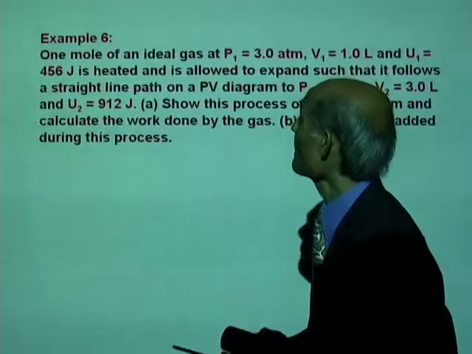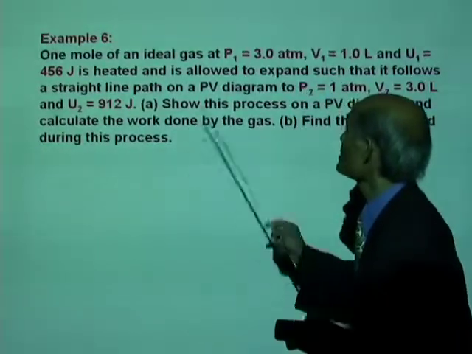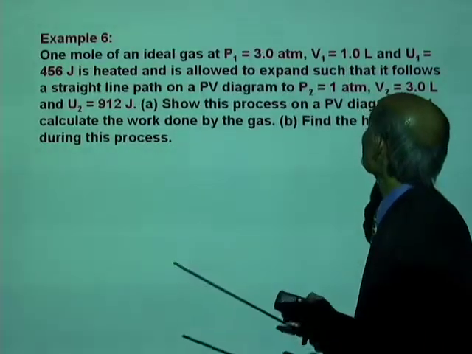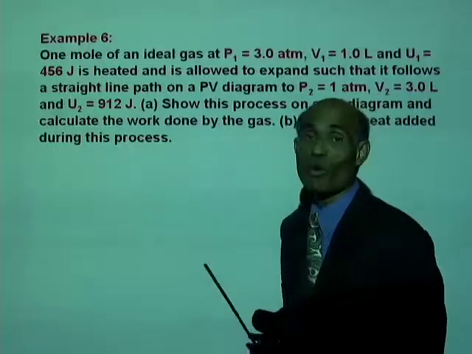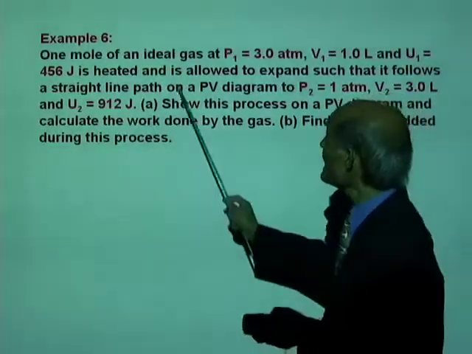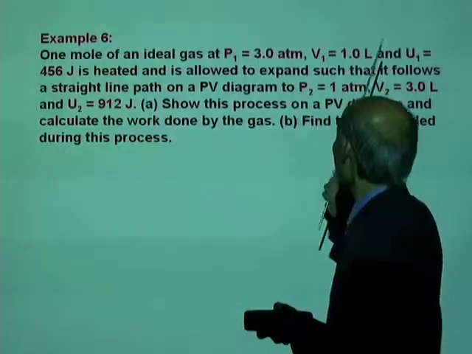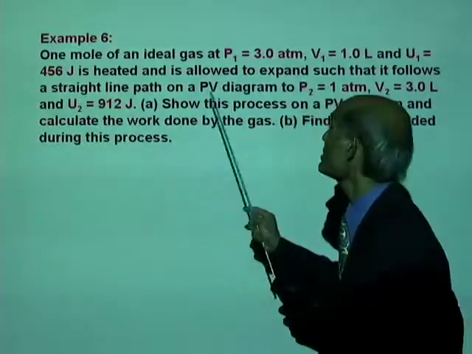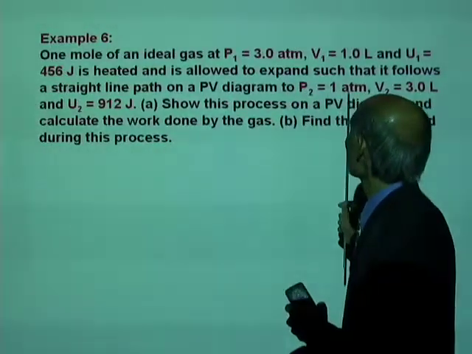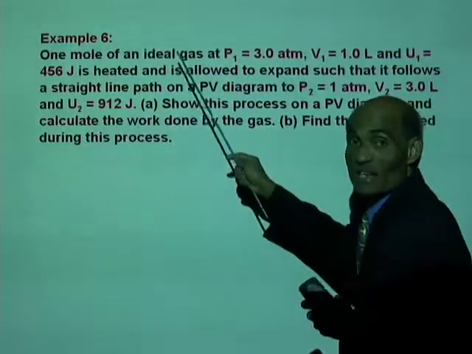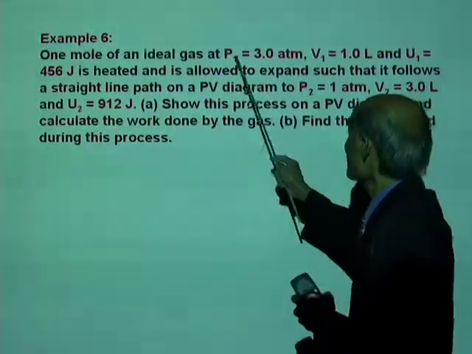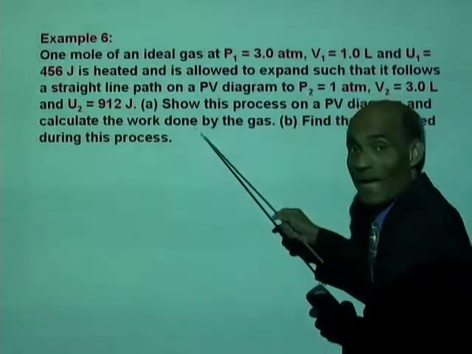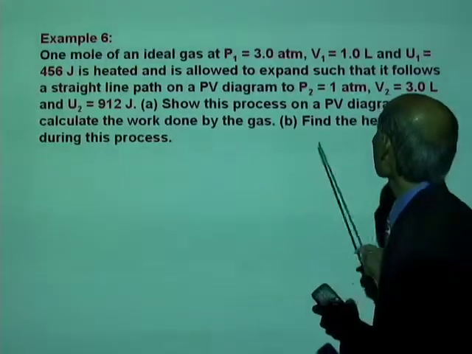Let's do another one. 1 mole of an ideal gas at P1 equal to 3 atmosphere, V1 equal to 1 liter, and U1 equal to 456 joules is heated and is allowed to expand such that it follows a straight line path on a PV diagram to P2 equal to 1 atmosphere, a straight line, not horizontal. You see, from P1 equal to 3 atmosphere to P2 equal to 1 atmosphere along a straight line.